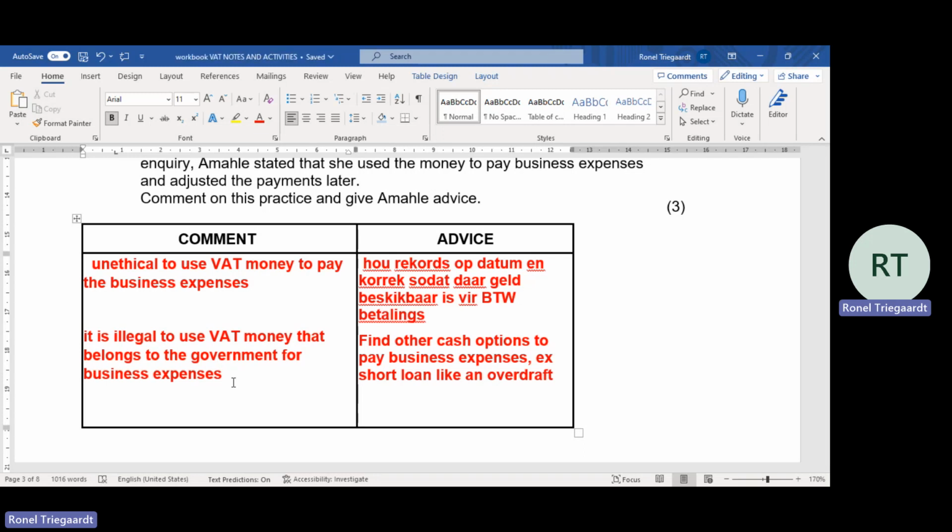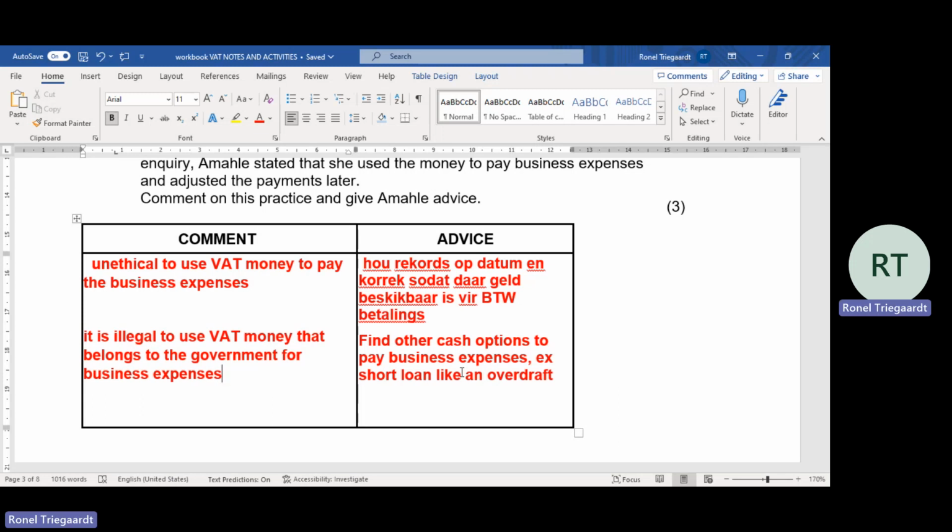Want as hulle dit nie streng gaan toepas, alle reëls en regulasies nie, gaan die regering nog minder geld hê. Then the second comment, remember you need just one comment. The second one is it's illegal to use VAT money that belongs to the government. And then what is the solution or the advice? Find other ways. If you don't have enough money in your business, you cannot supplement the money of your business by using the VAT money. Then you have to either lower your expenses or increase your income. Or if that doesn't work, you need to go and apply for a short-term loan, an overdraft, anything in that reason. Is julle okay hiermee? Right.